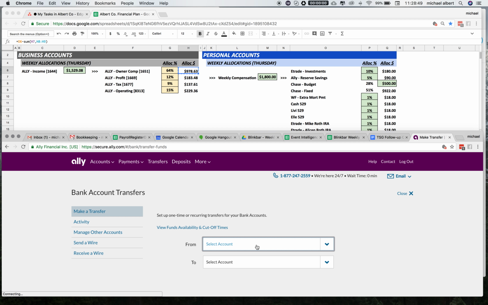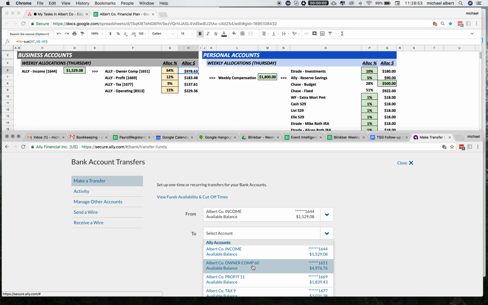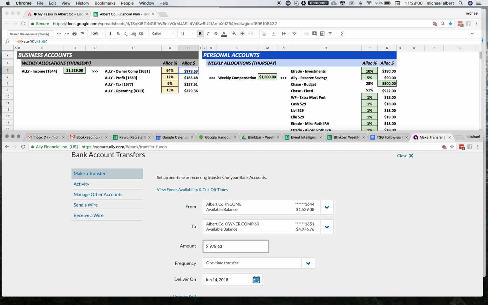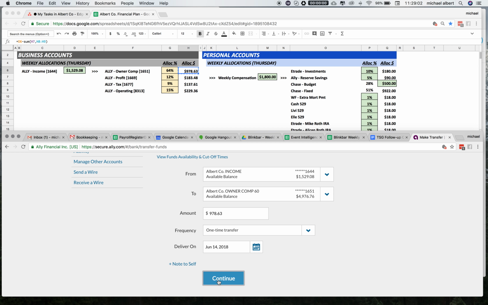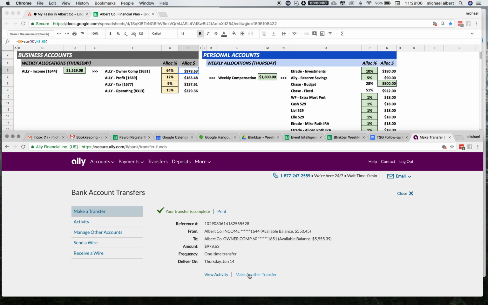Okay, so we're going to go from income to my owner compensation account, and this is the account that I pay myself my regular, if you want to call it salary. Probably the closest thing that we can call it.